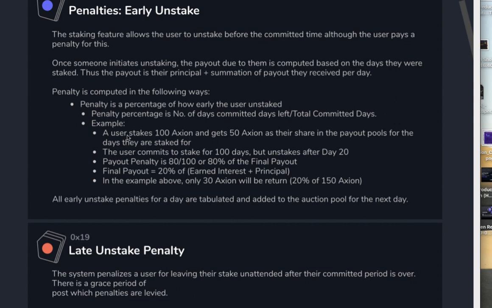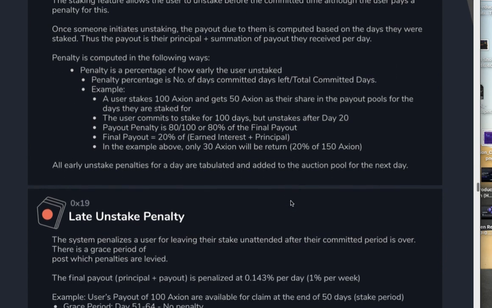So the user stakes 100, and they get 50 Axion as the share of the payout pools for the days they staked for, which was 20 days, out of 100 days. Because they pulled out way early, up to 20% is all they stayed in. For the 80% of the time that they would have got for payout, they will actually be penalised. So the final payout will be 20% of the interest earned plus the principal. So you could lose your principal, which is what happens in this case. And so they only get 30 Axion returned out of the 150. So it's 20%. So that's high penalties. So you definitely want to stake for longer.